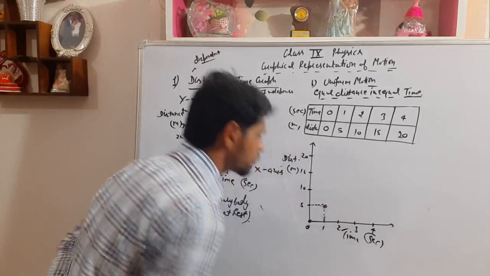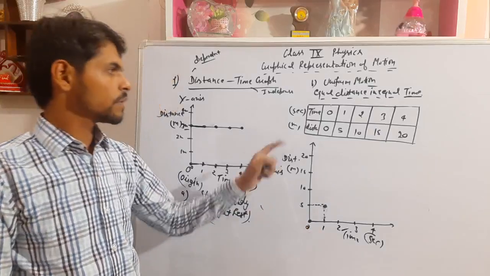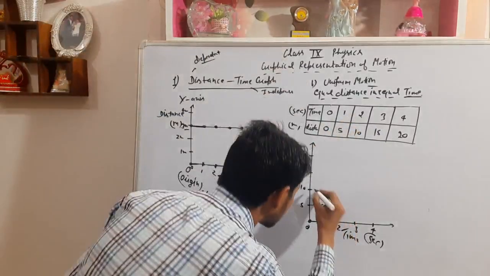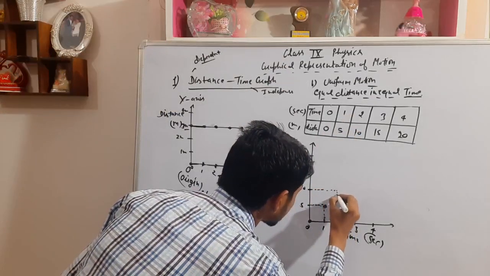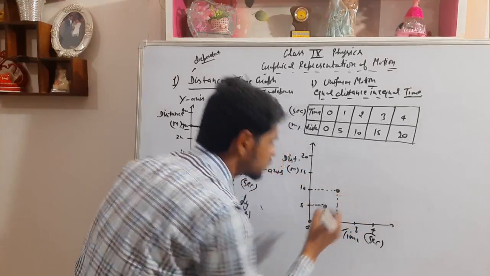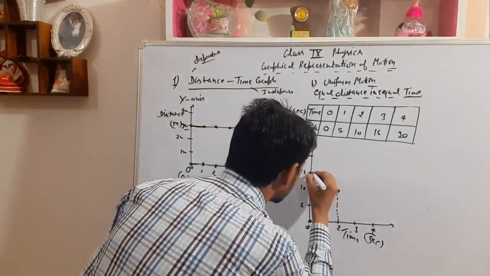So this is the first point. At 1 second, the position is 5 meters. And what about 2 seconds? At 2 seconds, the position will be 10. Okay, this is the position. At 3 seconds, the position will be 15.